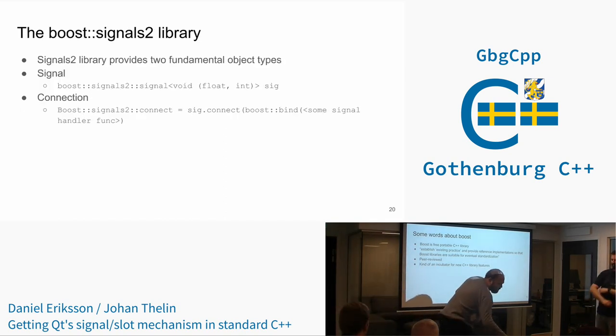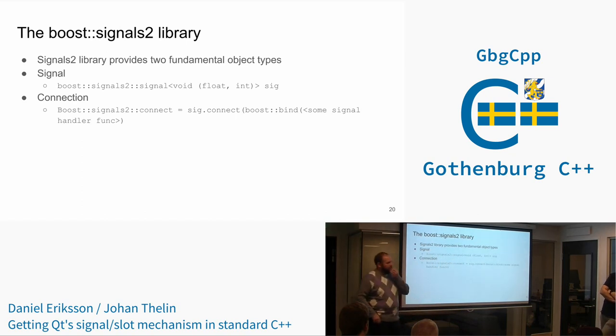Within Boost, there is actually a library called Signals2, which helps with the abstractions. Instead of implementing this observer or subject yourself, you can use this library, where there are basically two objects. We have a signal object and we have a connection object. The signal object is a template object, so you pass in the signature that must be fulfilled by the receiver of the signal itself. In this case, it's a function that returns void and takes a float and an int as input. So when you do a connect, your method or function object or lambda must fulfill that signature.